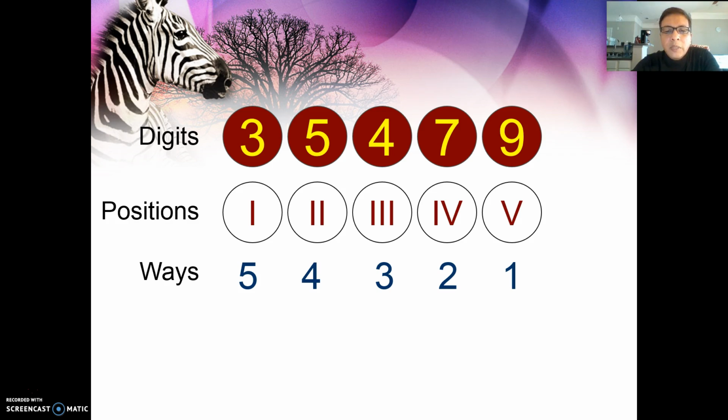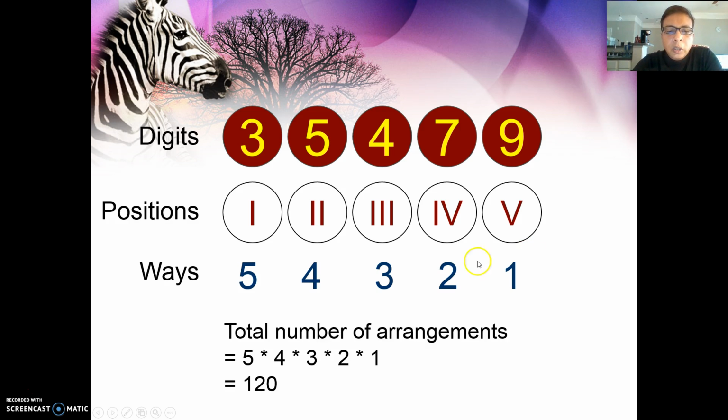So following the similar argument as before, the total number of arrangements will be 5 into 4 into 3 into 2 into 1, which is 120. So we have got a simple counting technique giving me the answer without completely enumerating the arrangements.